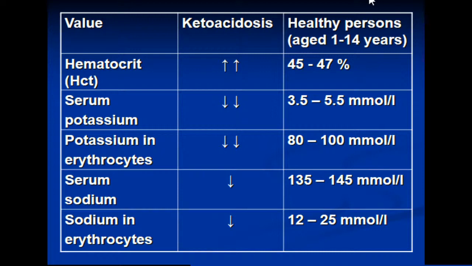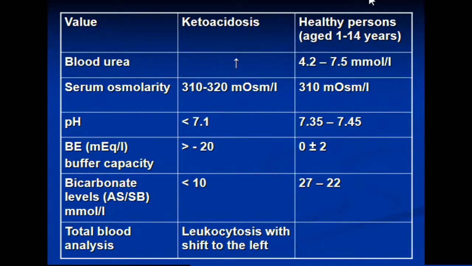Serum sodium decrease, normal level 135 to 145. Sodium in erythrocytes also decrease, normal level 12 to 25 millimole per liter. Serum osmolarity is normal, 310 to 320. pH of blood less than 7.1.